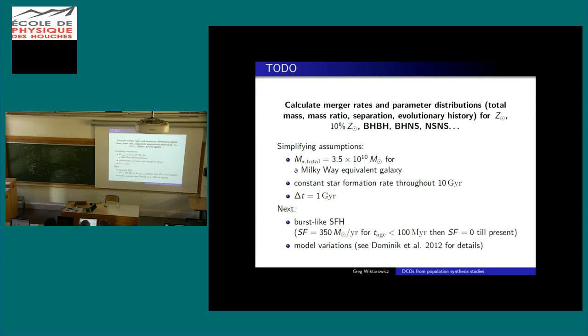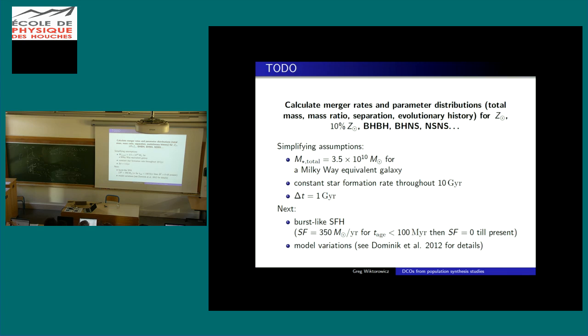So if we divide it by 1 gigayear, then we get an average merger rate through the last 1 gigayear, because we have a number through time. So the merger rate of these objects is what we have to calculate, to see what the merger rate is for such a system like our galaxy with this simplified approach. And then we check it for the lower metallicity, this 10% solar, and we can check how it differs for black hole systems, black hole neutron stars, and neutron star systems.